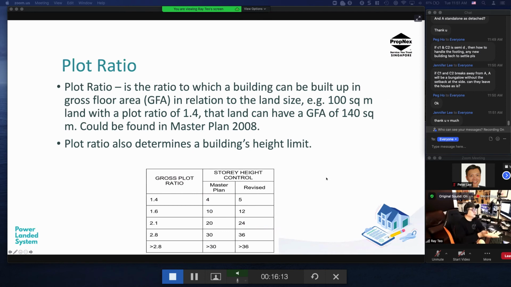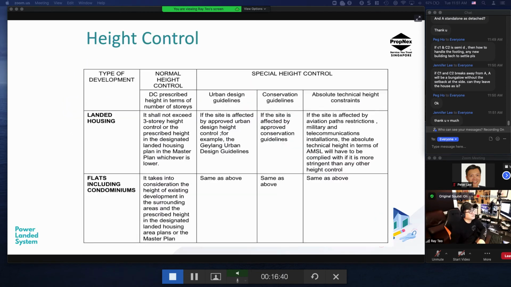Plot ratio, just this side, is not very important. Why? For landed housing, the plot ratio that we see is usually 1.4 only. We don't care about how many stories you can build, because the maximum we are talking about is 3 stories. We are referring to envelope control, which means the maximum height you can build up to is 15.5 meters. So the landed housing height control now is 15.5 meters from the road level.